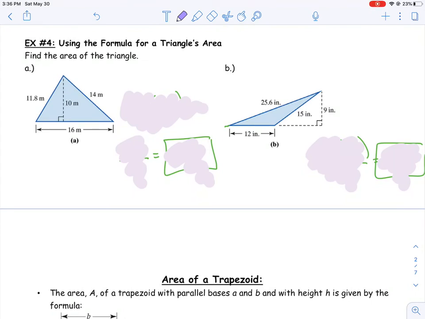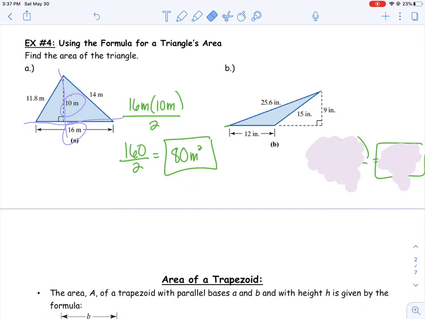Finding the area of a triangle for part A gives us a whole bunch of different dimensions. We've got to find the right ones that are considered the base and the height. So find the two dimensions that are perpendicular to each other. It looks like here we have horizontal and vertical, so those must be our base times our height. That's 10 and 16. I'm going to do base times height divided by 2. I have 10 meters times 16 meters divided by 2. That gives us 160 square meters divided by 2, or 80 square meters for the area of that triangle.